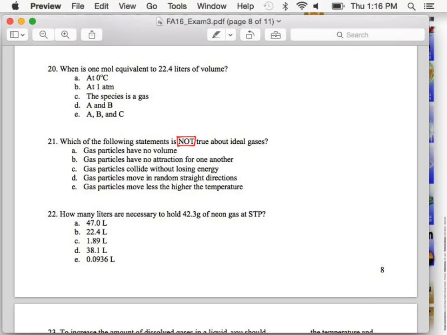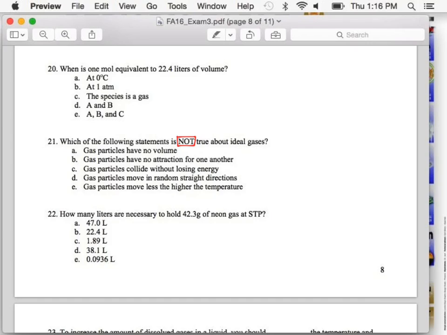It says not. I do try to call attention to the negatives. That doesn't always happen, particularly in standardized tests. They usually don't call attention to it because they're trying to trick you. I am sort of trying to trick you, but I'm trying to do it in a nice way. So, not true about ideal gases.